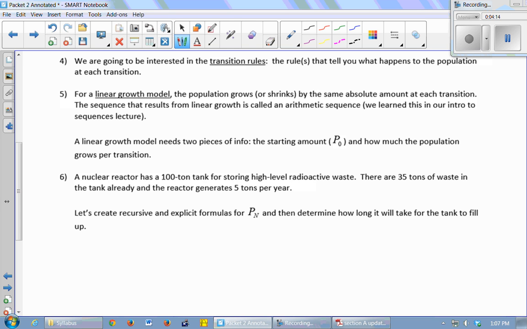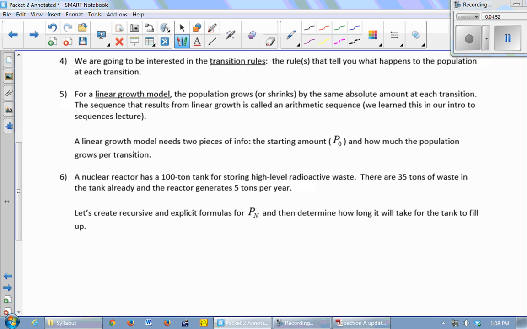So one specific kind of growth model is a linear growth model. In a linear growth model, a population grows or shrinks by the same absolute amount at each transition. The sequence that results from linear growth is called an arithmetic sequence. We talked about this last class. When you always add the same amount to get from one number to the next, the resulting list of numbers is called an arithmetic sequence. The rule is called a linear rule.